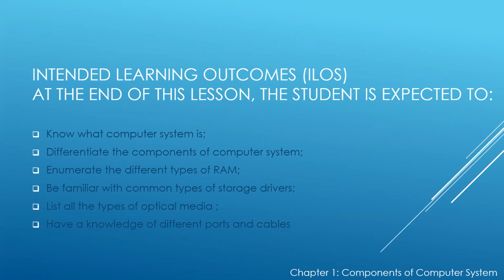So the intended learning outcomes, or the ILOs, at the end of this lesson: the student is expected to know what a computer system is, followed by differentiating the components of the computer system. It will be followed by enumerating the different types of random access memory, being familiar with the common types of storage drives, and listing all the types of optical media, followed by knowledge of different ports and cables on the boards.